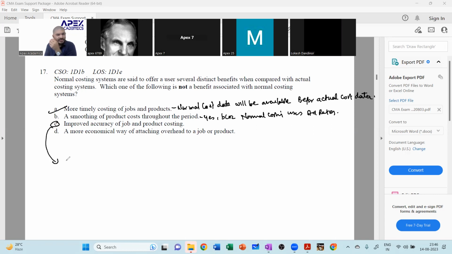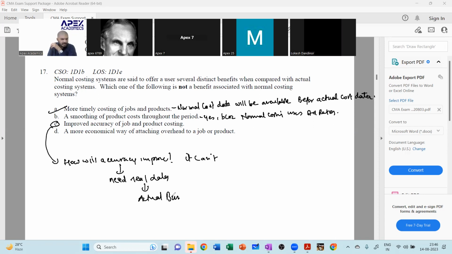How will accuracy improve by using normal costing? It can't. Accuracy needs real numbers, real data, and this real data is available only on an actual basis. So this statement is false.